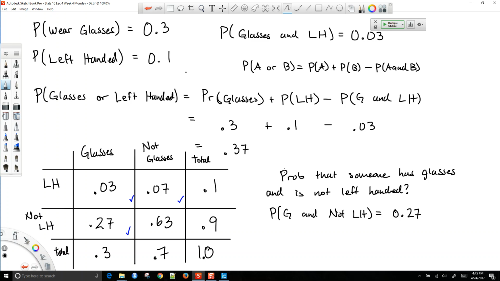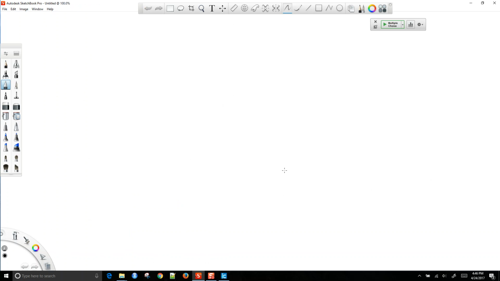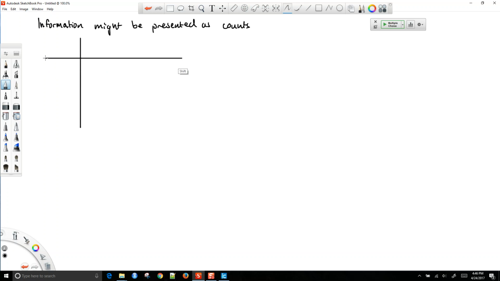All right, and then another possibility is instead of having probabilities given to you, the information can also be presented as counts. And then it's the same thing. Information might be presented as counts, and then you just have to do a little bit of division. Okay, so we could say, what are our options?